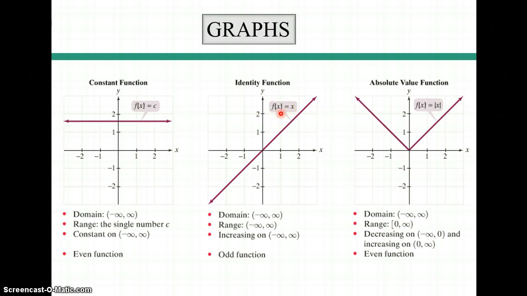f(x) = x is an identity function. This is the graph of an identity function. The domain of an identity function is negative infinity to positive infinity. The range of the identity function is negative infinity to positive infinity.